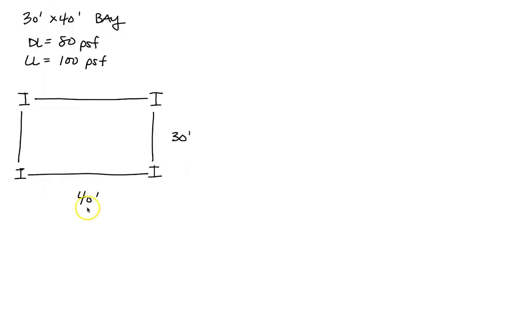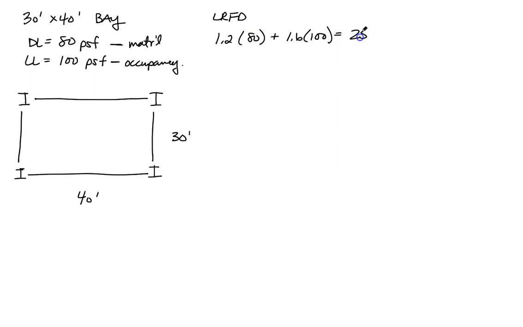We've got a 30-foot by 40-foot bay, so you see a plan view. There's our columns in the corner. We're told that the dead load is 80 pounds per square foot. Obviously, that deals with building materials mostly. Live load comes from occupancy, for the most part. And so we end up with design loads. We're going to use LRFD. So that would tell us that we're going to use 1.2 times 80 plus 1.6 times 100. So that gives us 256 pounds per square foot.